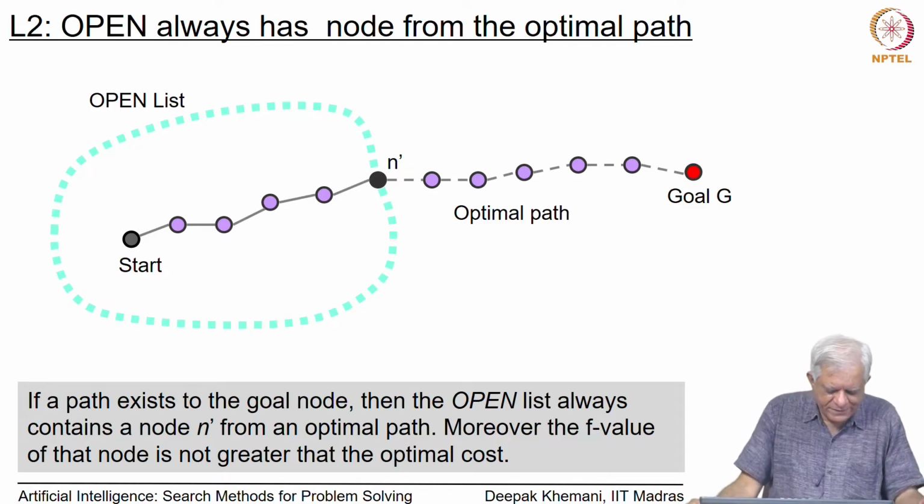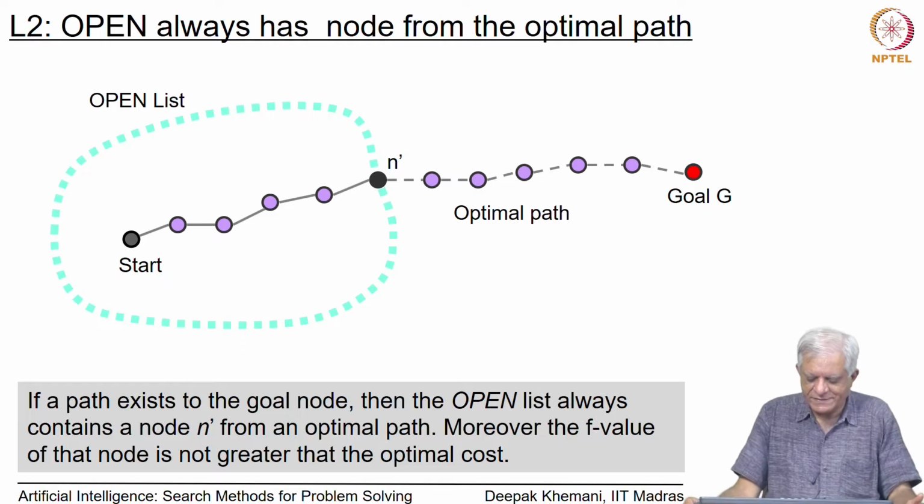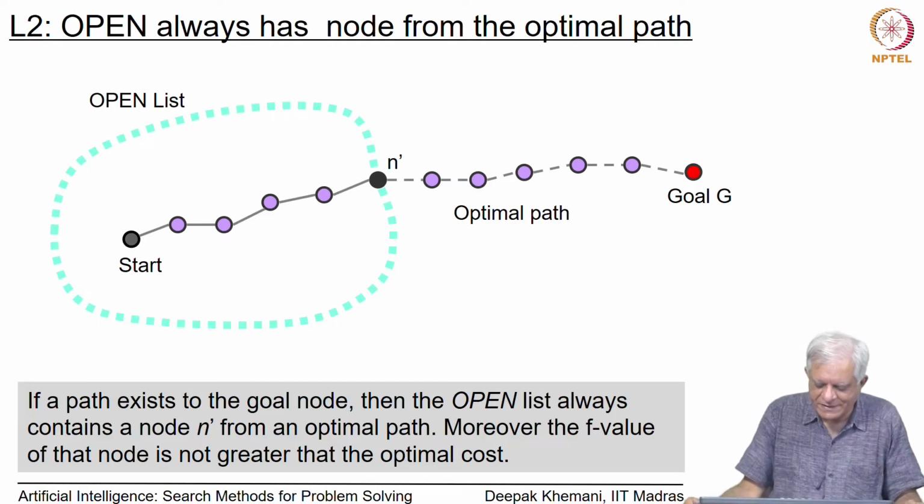This lemma says that if a path exists to the goal node, and in this diagram we have drawn such a path, then the open list, which has been shown here in cyan, always contains a node n prime which is from that optimal path. So, the optimal path will always have one node on the open list. That is the first thing we are stating in this lemma.